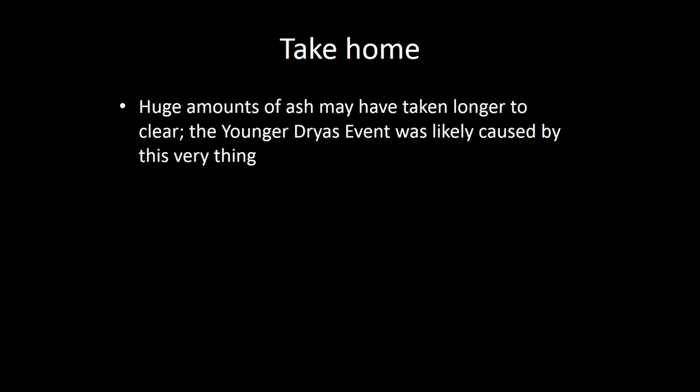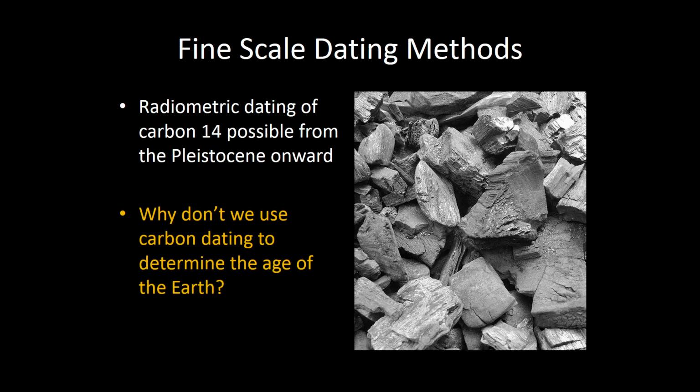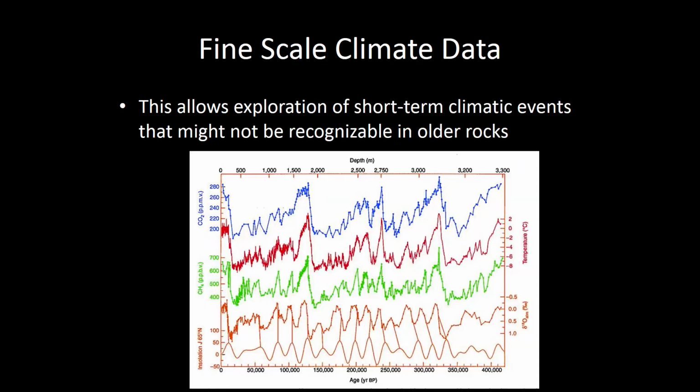So the take home: huge amounts of ash may have taken longer to clear. The Younger Dryas event could have been caused by this very thing. Radiometric dating from carbon-14 is possible from the Pleistocene onward. Carbon dating only works for things under about 70,000 years old. How come? Hopefully you're thinking the half-life is too short. Yes, you learned that on your first test. Now, what this means is we can actually start to see very small climate patterns throughout very modern rocks. From about 70,000, 100,000 years ago onward, we can see rocks that are incredibly well detailed.